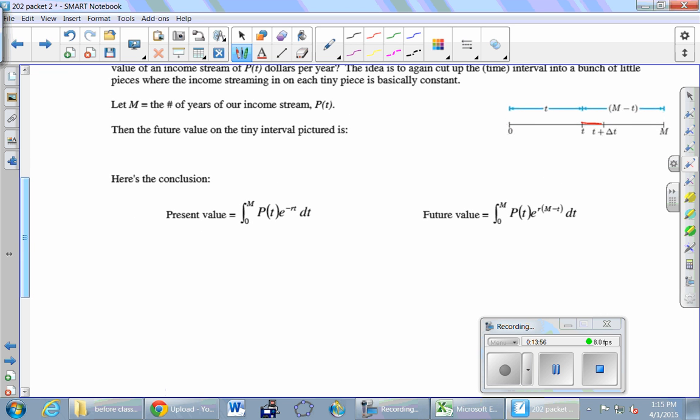We've got this little tiny red time interval, just blown up so we can see it. The income streaming in on that little tiny time interval is basically constant. It doesn't change by much. And how long does that money have to gain interest? If M is the number of years, and T is the amount of time that's passed already, how much time is left over for that particular money to gain interest? M minus T. Everybody okay with that?